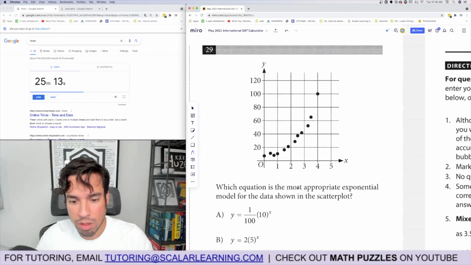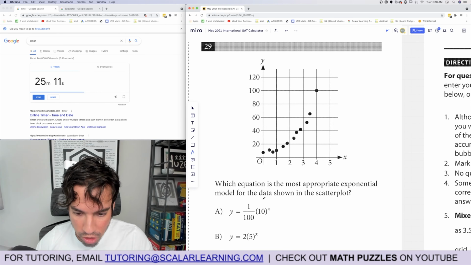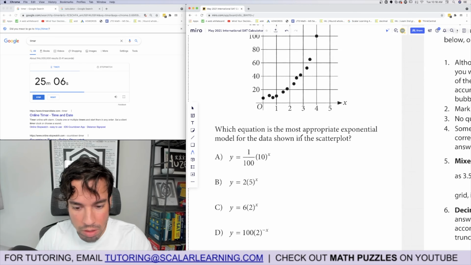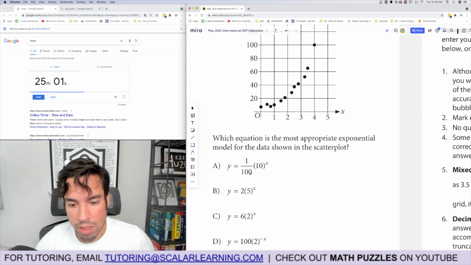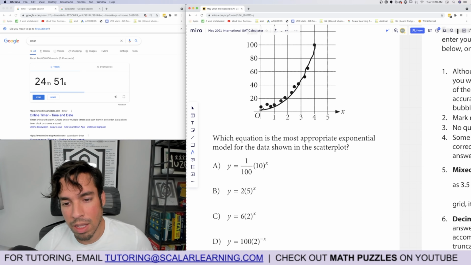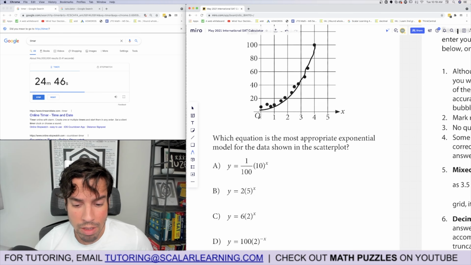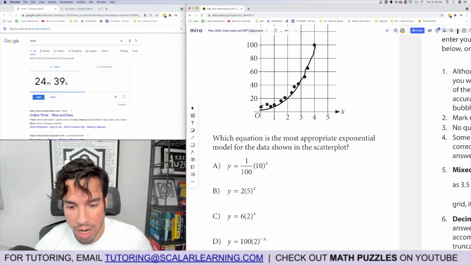All right. Which equation is the most appropriate exponential model for the data shown in the scatter plot? Definitely exponential. I think all of these are exponential. All right. So let's see. So first of all, the number out front should be the y-intercept. That's usually how it goes. And if I were to try and draw this out, I'm feeling like my y-intercept is like 2, I guess. So I'm leaning towards B. But again, I just drew kind of like a line of best fit. Maybe I'm off. Maybe it should be higher. Maybe it should be 6.